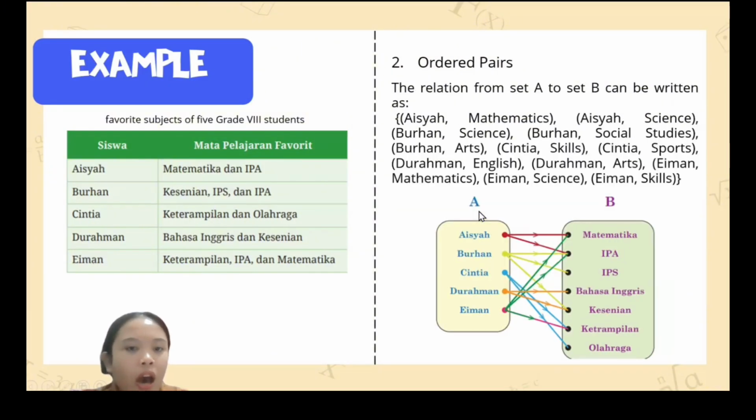Next, we represent the relation using ordered pairs. Here is the relation from set A to set B written as ordered pairs: (Aisyah, mathematics), (Aisyah, science), (Burhan, science), (Burhan, social studies), (Burhan, arts), (Cynthia, skill), (Cynthia, sports), (Durrahman, English), (Durrahman, arts), (Aiman, mathematics), (Aiman, science), and the last one is (Aiman, skill).